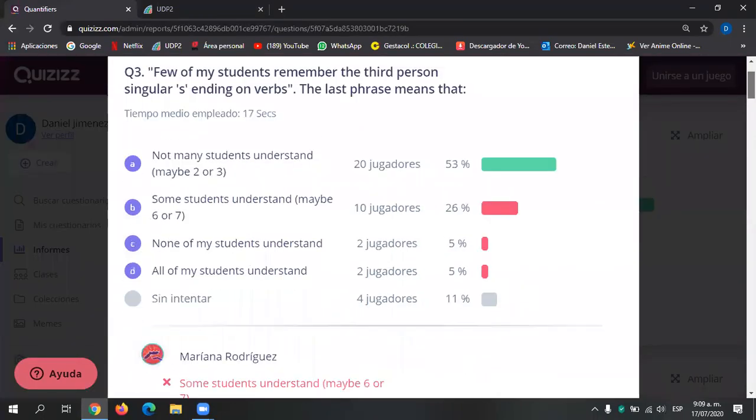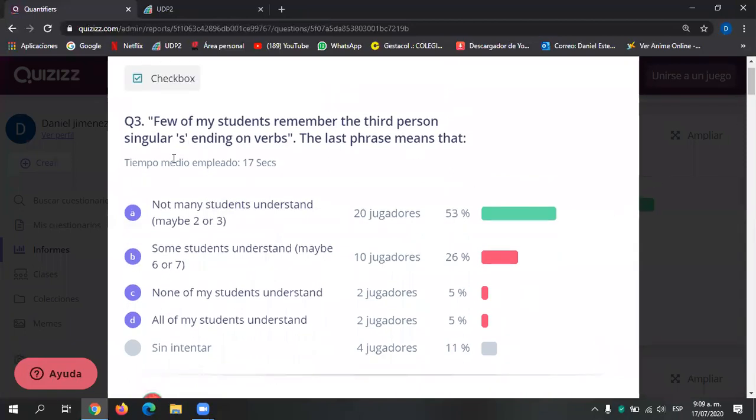Number three. Okay, this was so easy because I explained it in the last class. Few of my students remember the third person singular is ending on verbs. The last phrase means that you use few when just a small part of the students have understood the third person singular. That means the answer is just two or three. When you say six or seven, you use some, some students. No one is for ninguno, and all of my students means todos.